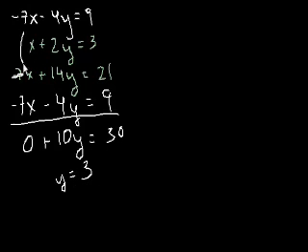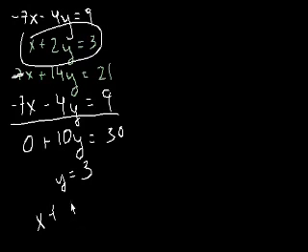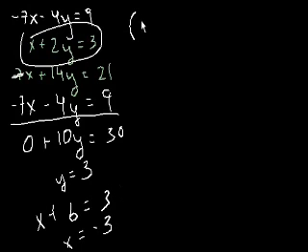And now we just substitute back into either one of these equations. Let's do that one. x plus 2 times y, that's 2 times 3. x plus 6 equals 3. So we get x equal to negative 3. That one was super easy. I hope I didn't do it too fast. Well, you can pause it and watch it again if you have to. Okay. So these two lines intersect at the point negative 3, comma 3.